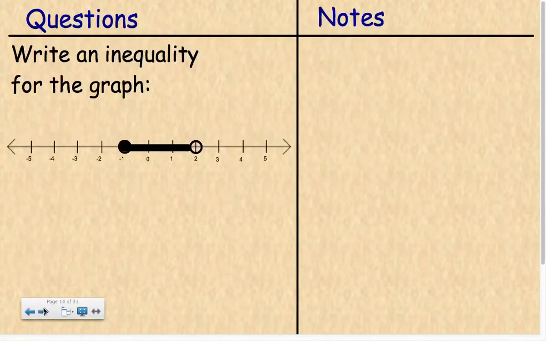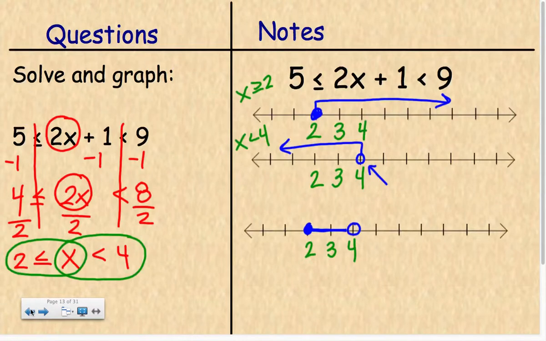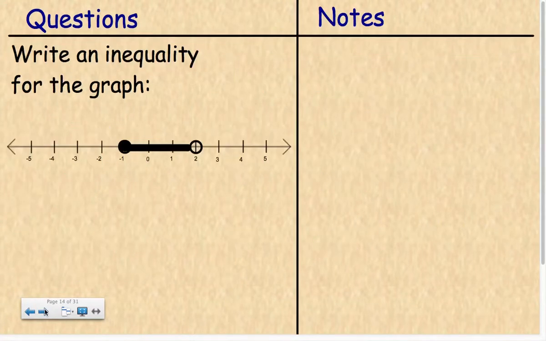Write an inequality for the graph. Well, first of all, we know we have an interval. So we know our problem is going to look similar to what these ones looked like. So let's see, we have a closed circle on -1 and an open circle on 2. So I'm going to put my -1 on the left, my 2 on the right, with my variable in the middle.